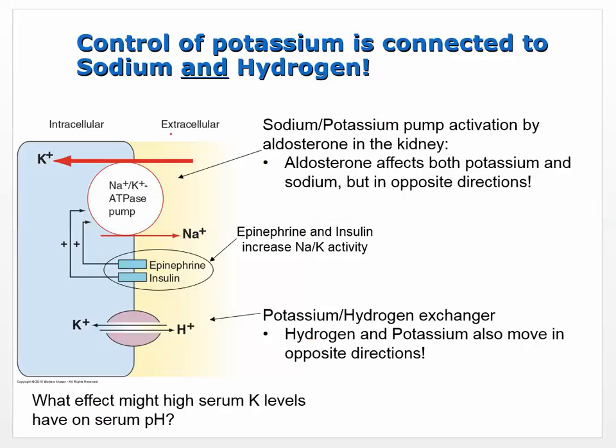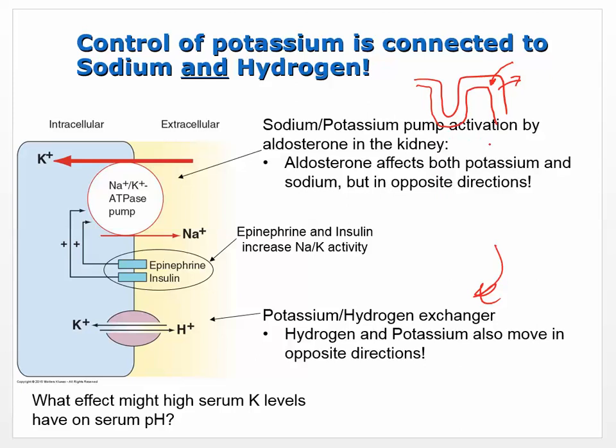All right, and I'm going to mention that again here because there it is, the potassium-hydrogen exchanger. But controlled potassium is connected to sodium and hydrogen, so sodium-potassium pump. Okay, so remember we saw that earlier, so you know what this is. But the sodium-potassium pump, where you pump sodium one direction and potassium the other. So that means that as we regulate sodium, we're also kind of regulating potassium and vice versa.